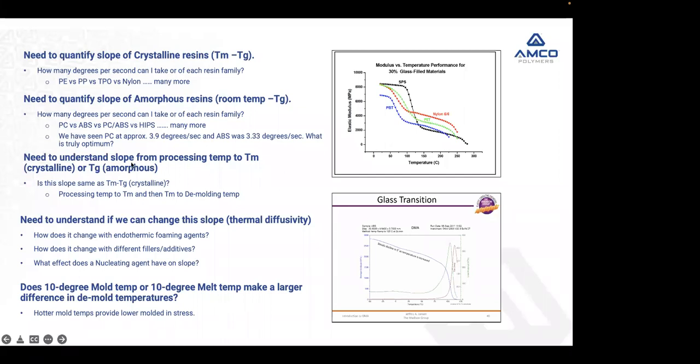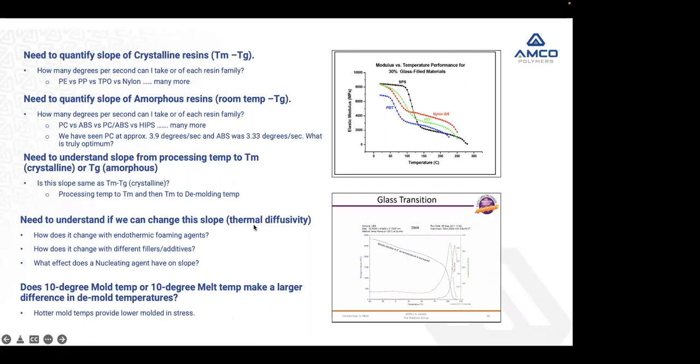So we need to understand the slope from processing temperature to my T sub M or my T sub G. As I'm processing out here, what's the slope, or how many degrees a second can I pull out from where my processing melt temperature is, say 425 degrees, until I get to my 300 degrees, or 280 degrees for ABS. I need to know if it is the same slope for crystalline versus amorphous. I need to understand if we can change the slope.